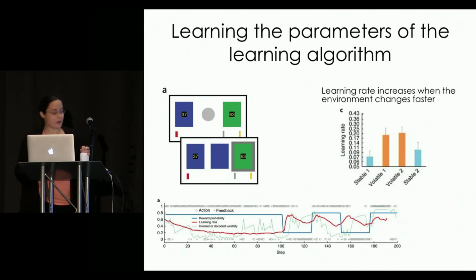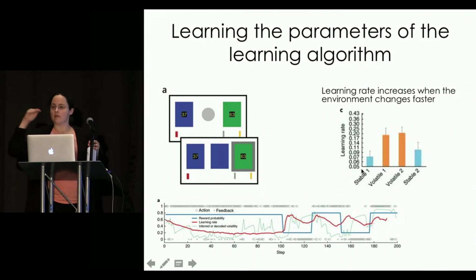And they show that participants seem to do that. So when the environment is stable, the learning rate is lower, making them integrate over a longer period of time. When it's volatile, they learn faster.